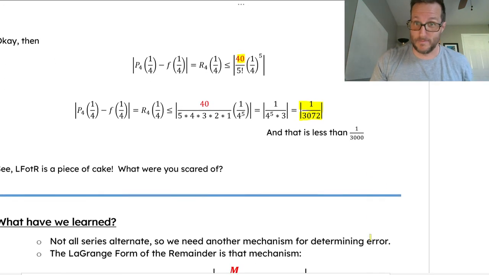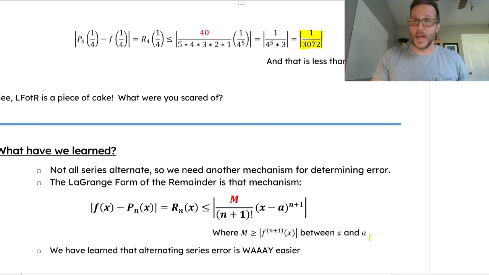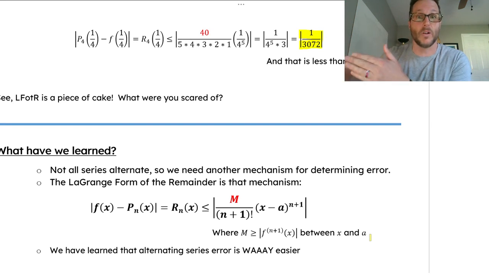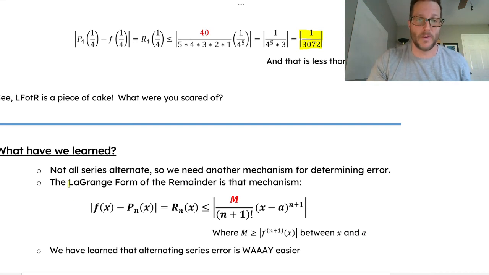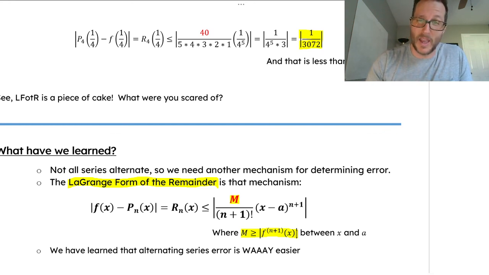So let's wrap it up. Not all series alternate, so there is another mechanism for determining error. That is called the Lagrange form of the remainder. And the Lagrange form of the remainder looks like that beast right there, where really the only decision you have to make is the value of the numerator, m. And the value of that numerator is the maximum value of that next derivative function between the value that you're approximating at x and the center of the polynomial a.